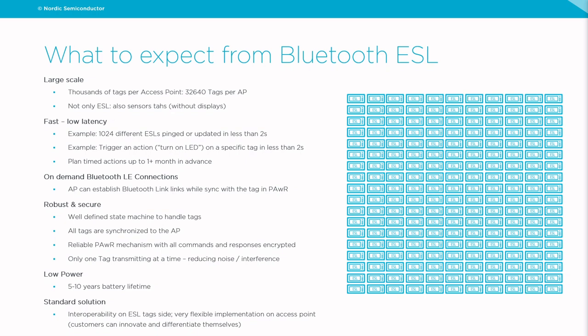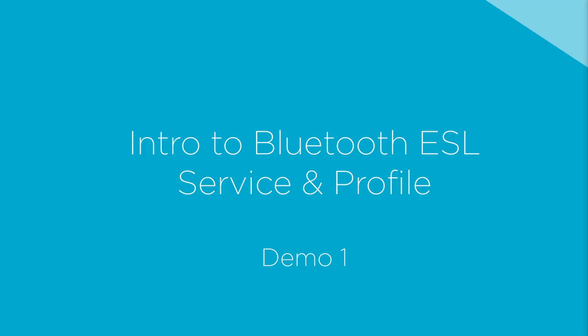Finally, Bluetooth ESL brings interoperability on the tag side, while keeping the access point quite flexible, leaving room for innovation on the access point as well. Given all these nice features, it's good to learn how Bluetooth ESL works under the hood. In this section, we will learn important details on the Bluetooth ESL specification. Basically, we will learn the upper layers logic and how the Bluetooth ESL specification uses PAwR and EAD to handle thousands of tags.